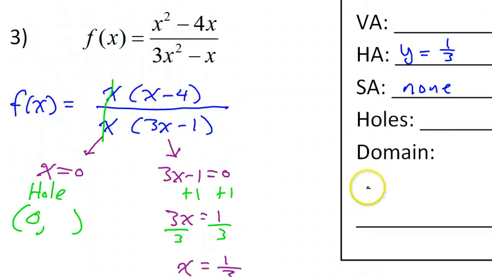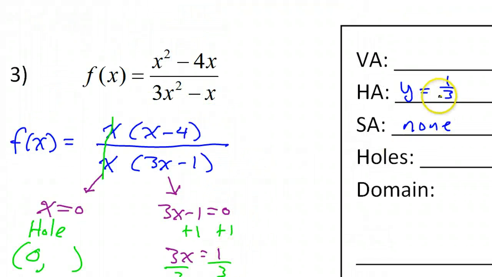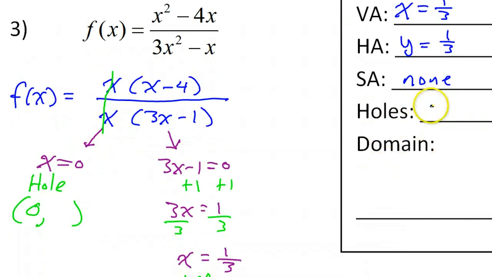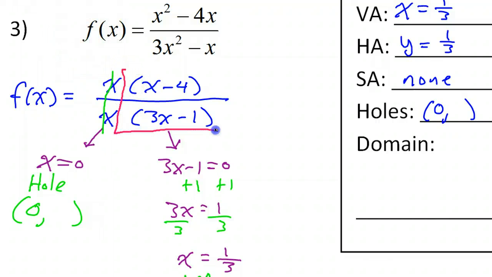Okay, so fine. So I have a vertical asymptote at x equals 1/3. Very much like my horizontal asymptote. So x equals 1/3. Now I have a hole at 0 comma something. I need the y value. To get the y value, I am going to put this part of the function in my calculator. x minus 4 over 3x minus 1.